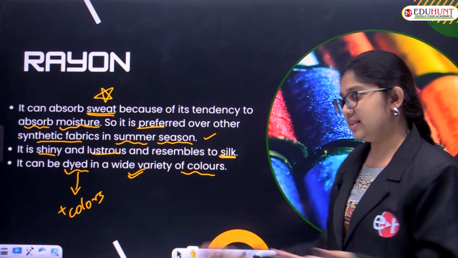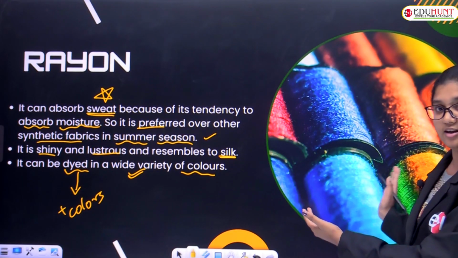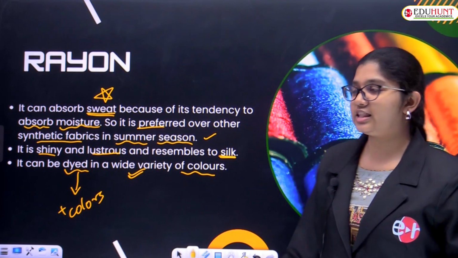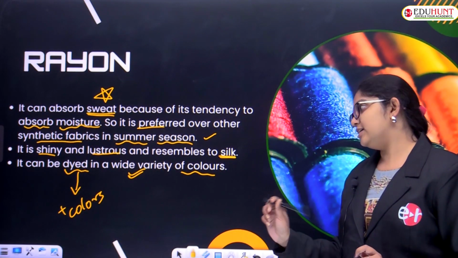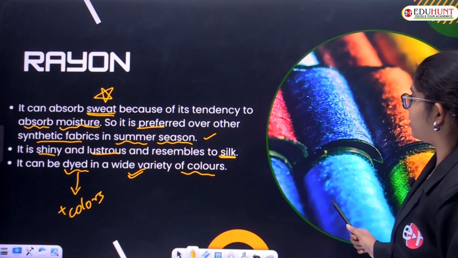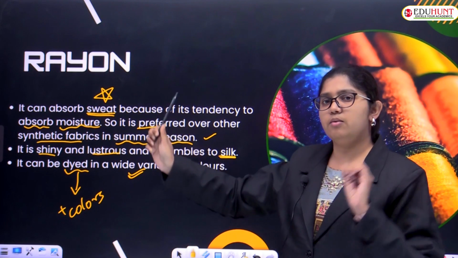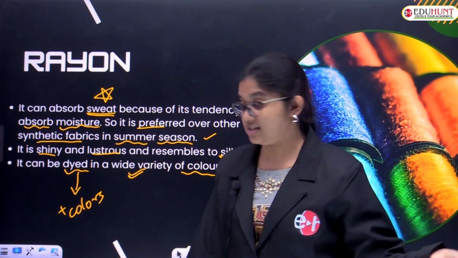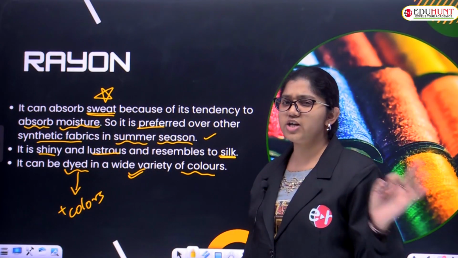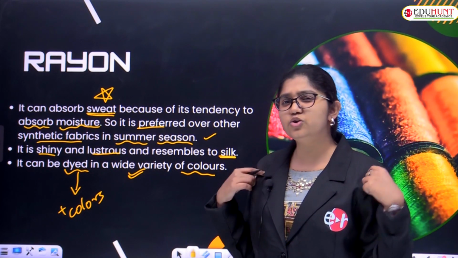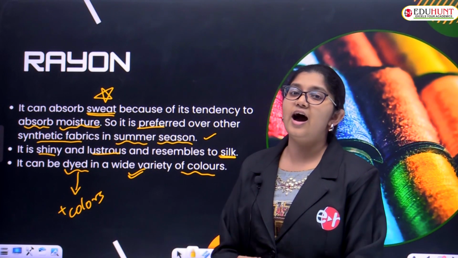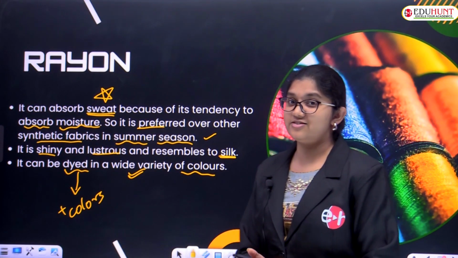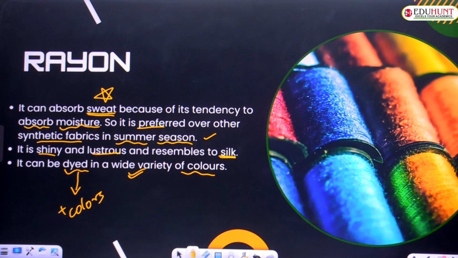So many colors. Not only these shades, we have a wide variety of shades, okay? Fine. So all this is done in rayon. This is all about the rayon introduction, and it has many properties regarding absorbing moisture. We can happily wear it in the summer season, and it is shiny, lustrous, very posh to wear, very good to have, and has a beautiful appearance to wear outside too. And it can be dyed with various colors. We have many colors regarding rayon cloths.